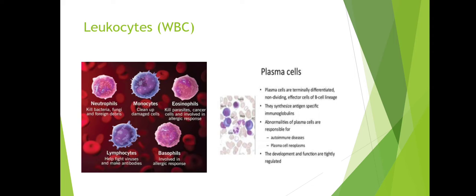Then the leukocytes, as already discussed, are granulocytes and agranulocytes, and their nuclei have a peculiar shape which is very distinguishable from one another. Then one more cell present in the white blood cells is known as the plasma cell. Plasma cells also have functions in defense of the body. They synthesize antigen-specific immunoglobulins, and they respond in autoimmune diseases as well as plasma cell neoplasm, and their development and functions are tightly regulated.